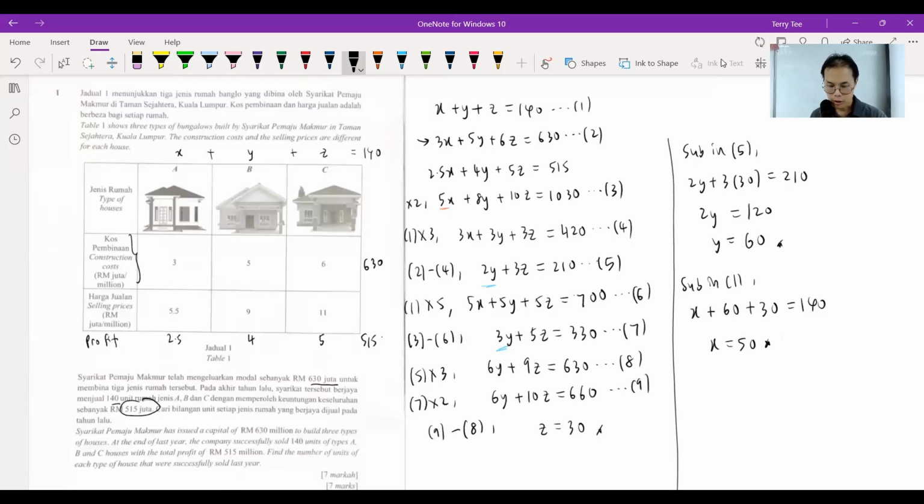So in conclusion, you build 50 house type A, right? Or maybe I write here, house type A, the number of houses is 50 units. House type B is your y, 60 units. House type C is z, 30 units.